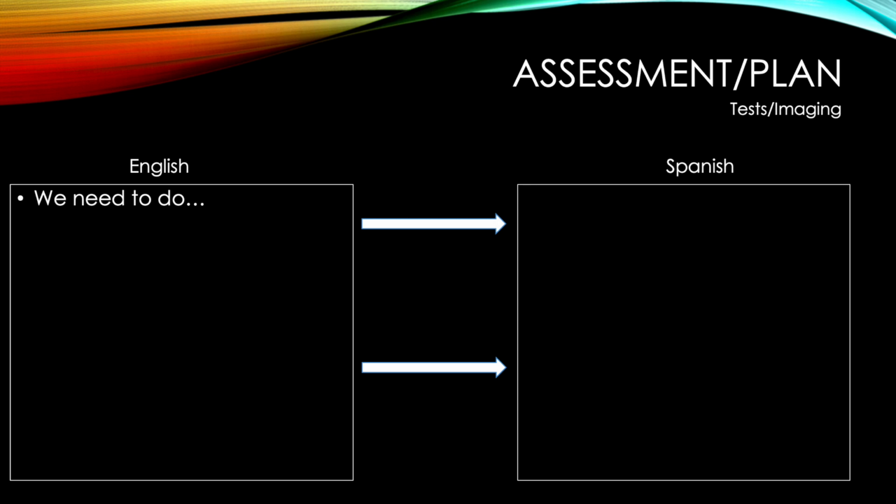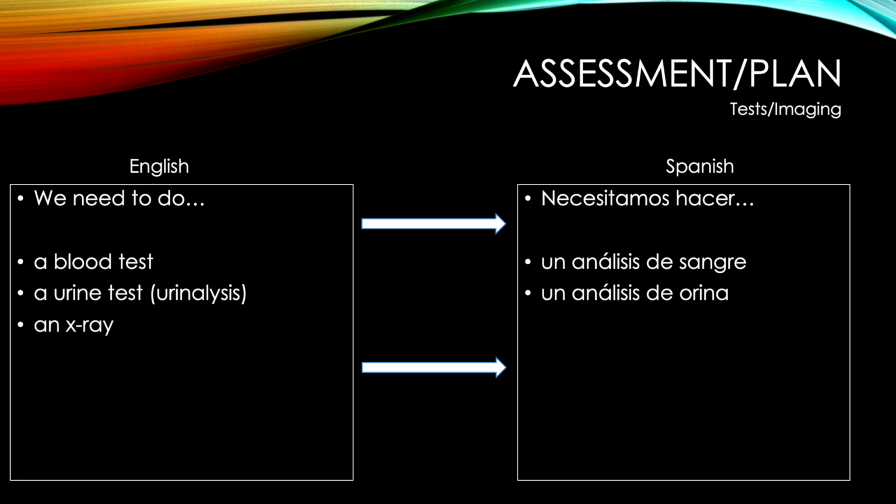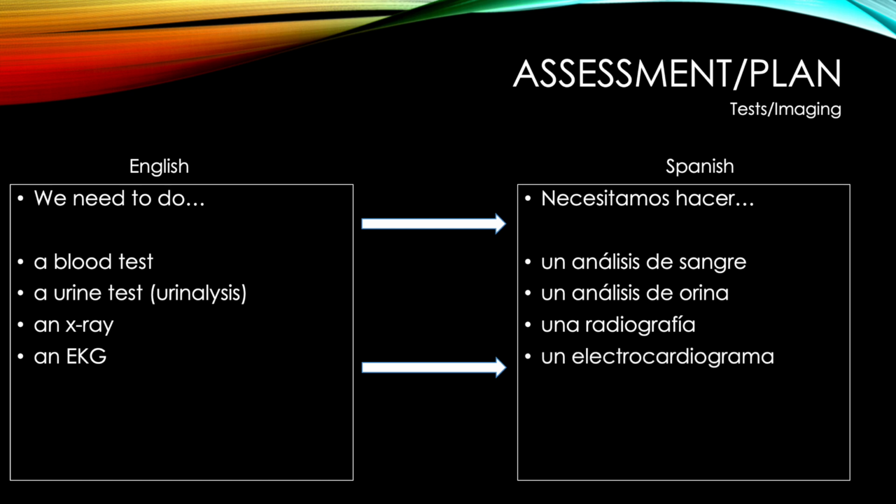In order to say we need to do, that translates to necesitamos hacer. If you want to say a blood test, un análisis de sangre. A urine test, also known as a urinalysis, un análisis de orina. An X-ray, una radiografía. An EKG, un electrocardiograma. A biopsy, una biopsia. So just to practice one, we'll say we need to order an X-ray. So necesitamos hacer una radiografía.